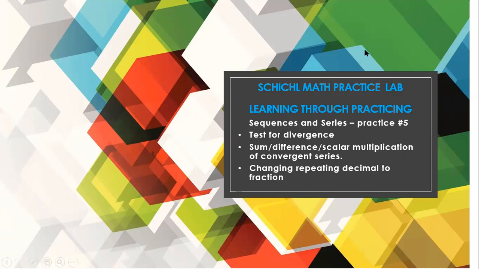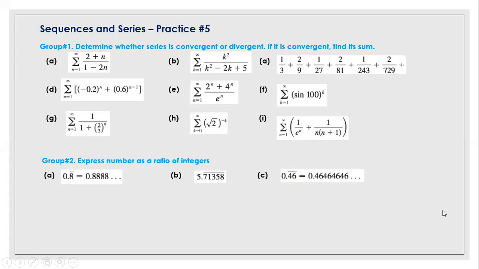Now let's take a look at the set of problems we're going to cover here. In group 1, we have 9 problems. We determine whether the series is convergent or divergent. If it is convergent, find its sum. Then group 2 is a very special application about the geometric series: how to express repeated decimals as fractions, or as the ratio of integers.